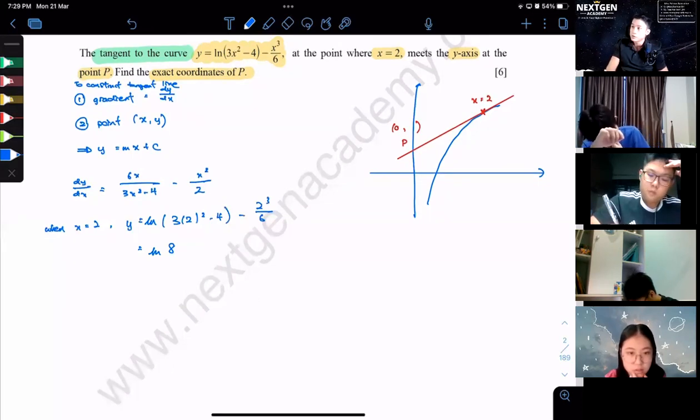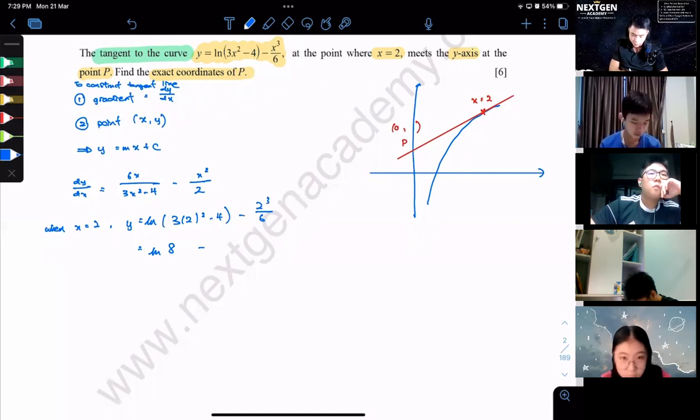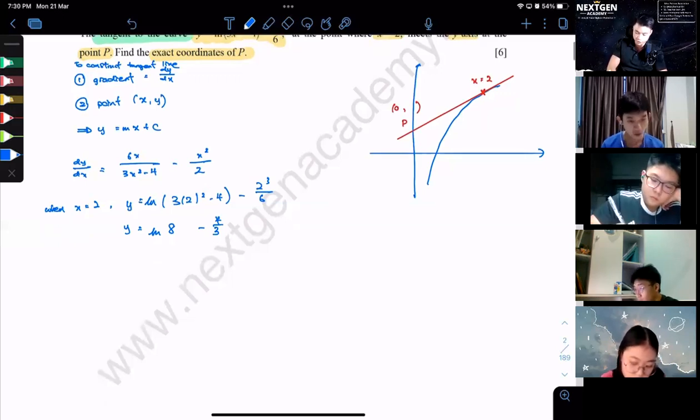Then minus 4 cubed over, so 4 over 3. Okay, minus 4 over 3. So this is my y value, right? So I got my x, I got my y. So I want to find y equals mx plus c first. So I want to find what's the equation of the tangent.